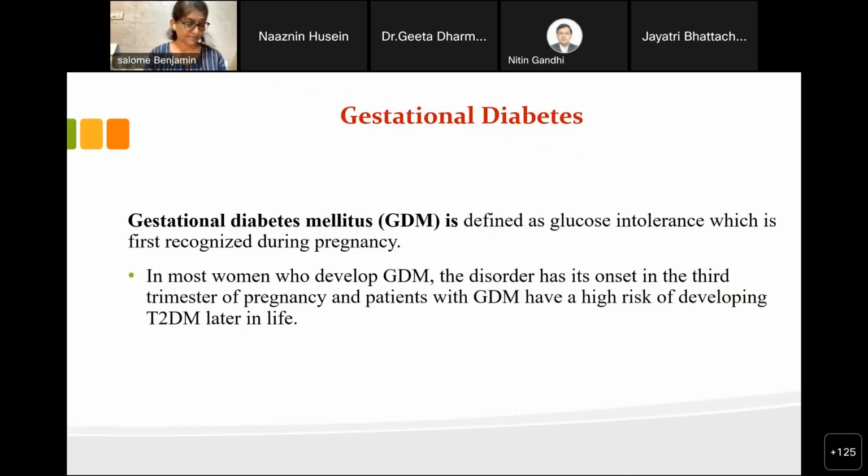Okay. So most of the women who develop GDM actually have the onset of this in the third trimester of pregnancy, and they do get into a higher risk of type 2 diabetes going ahead.